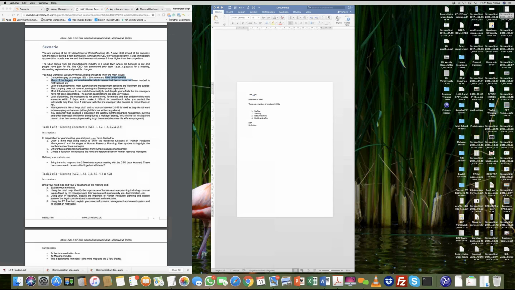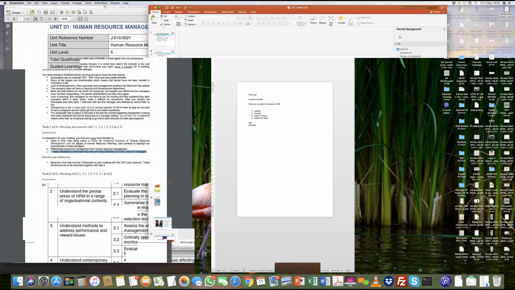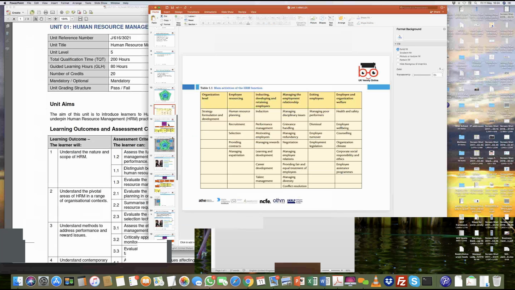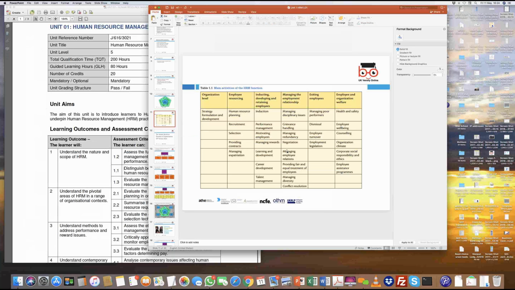Then it also talks about differentiating personnel management and human resource management. I've given you a table which shows the differences between the two, and that can come into the assignment straight away. And the third thing they've asked you to do is draw a flow chart to show the roles and responsibilities of the HR manager. I've done some flow charts for you, and this flow chart basically talks about the functions of the human resource manager, and you can use this in your assignment.